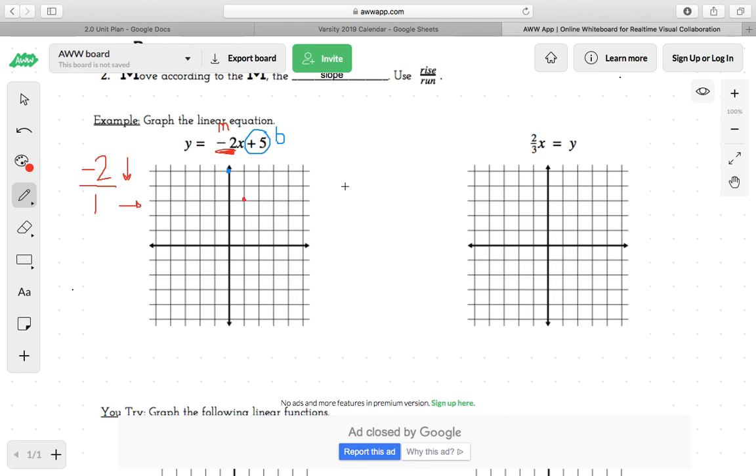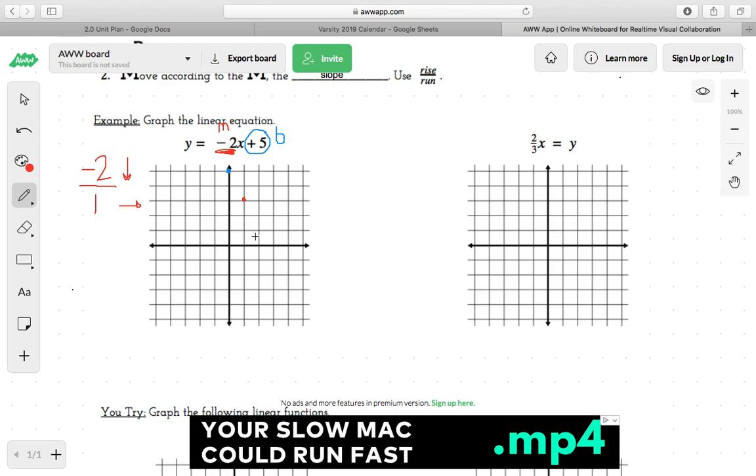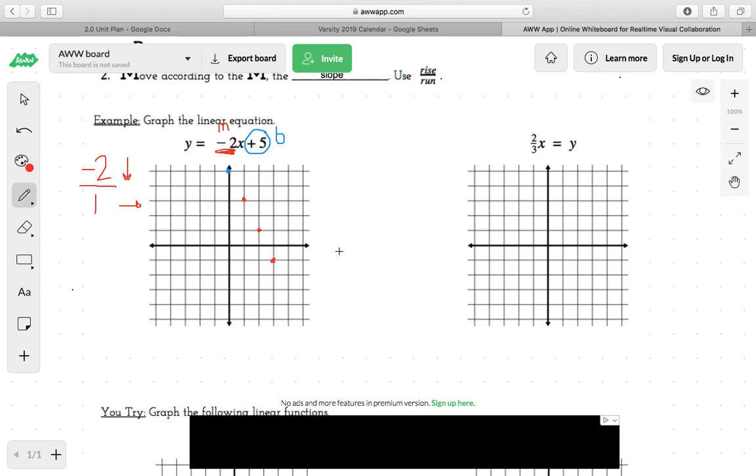And I want to do it again because I have room, and the more points I have, the more accurate my line will be. So then from this new point, I'm going to do the same thing. I'm going to go down 2, 1, 2, and I'm going to go over to the right 1. I'm going to put a point there. I'm going to do another one just for good measure. So from this point, I go down 2, 1, 2, then over 1. So right there.